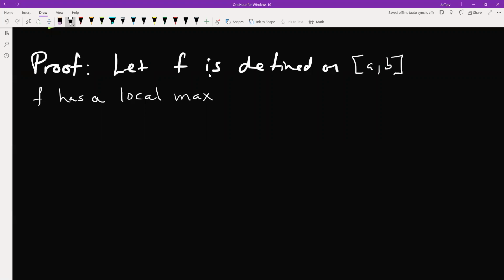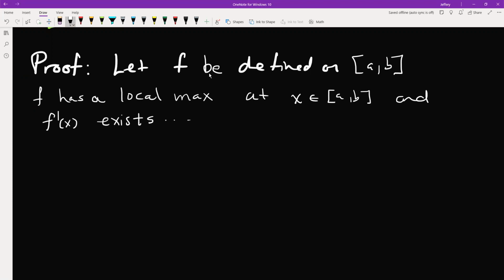Okay, so let f be defined on the closed interval from a to b. F has a local minimum at x in (a, b). And we're going to say f prime of x exists. Okay, so these are all of the things. We want to show that f prime of x equals 0.